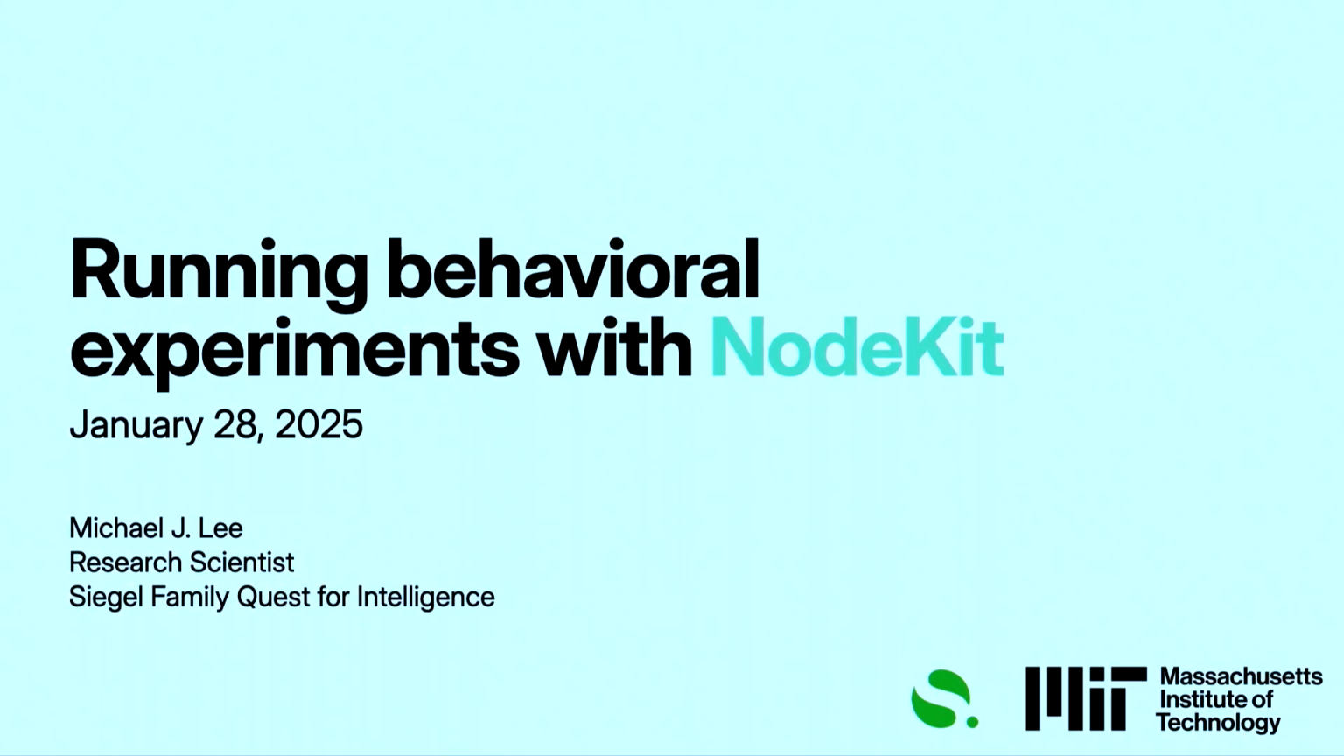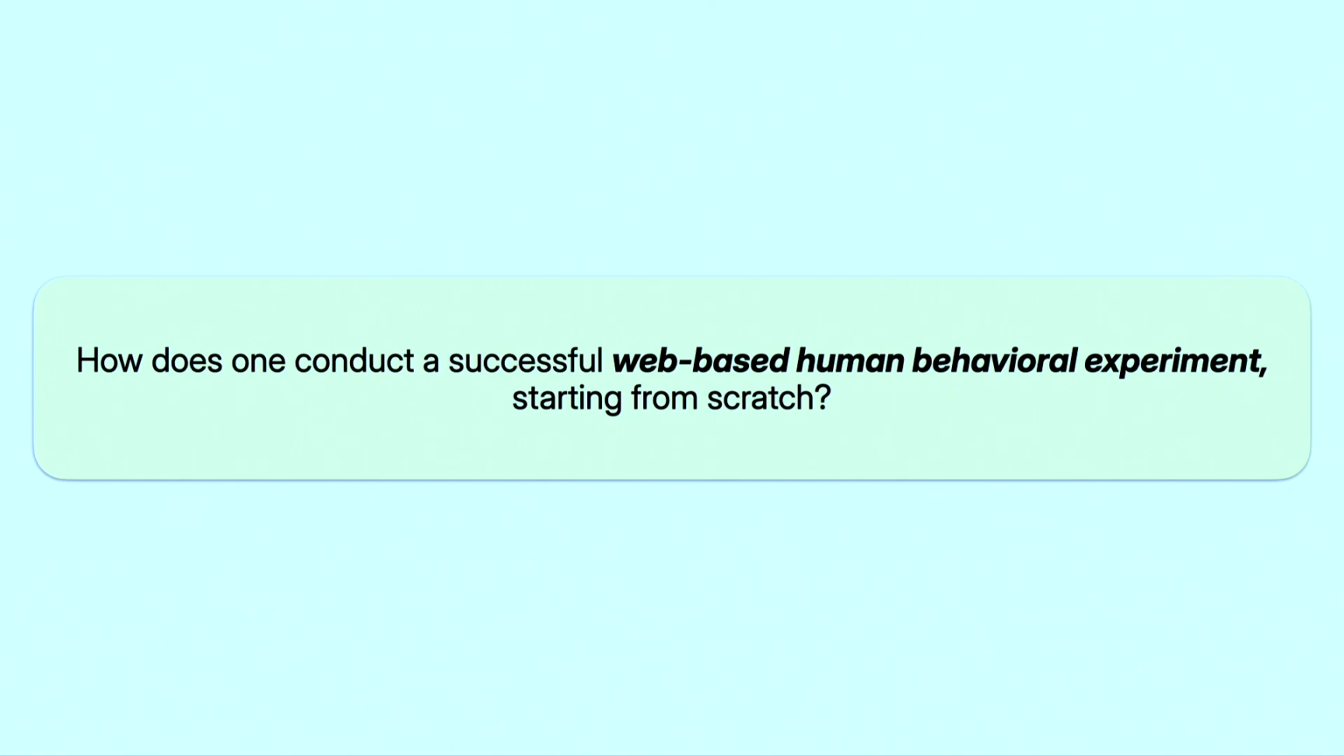So today I want to tell you about running behavioral experiments on the web with a new Python library we're developing at Quest called NodeKit. But I'm actually going to come at this a bit sideways. Rather than giving you a tutorial that jumps directly into the details of the library and how to use it, I want to give a slightly different talk and start from the beginning and ask this more general question, which is how do you actually, starting from scratch, run a web-based human behavioral experiment?